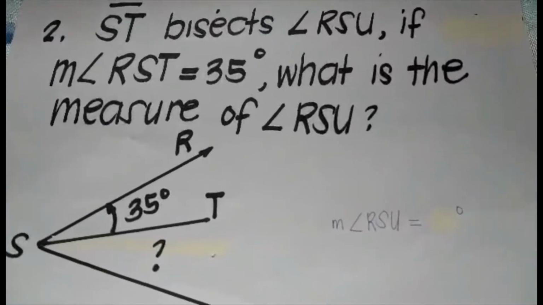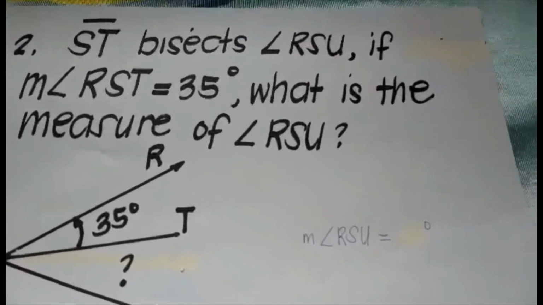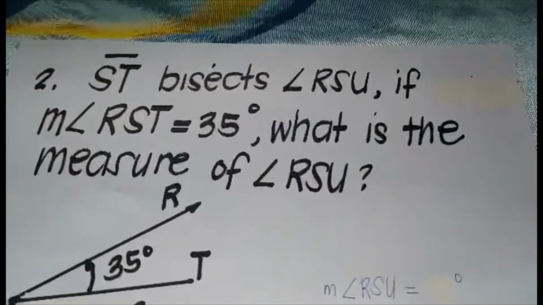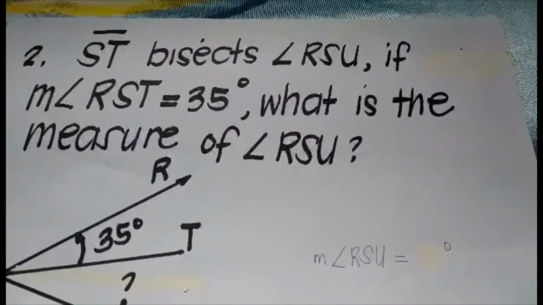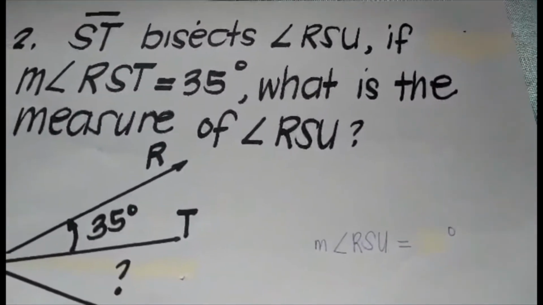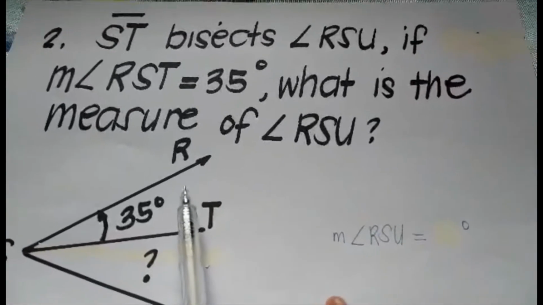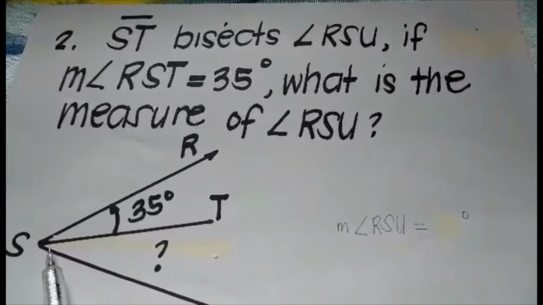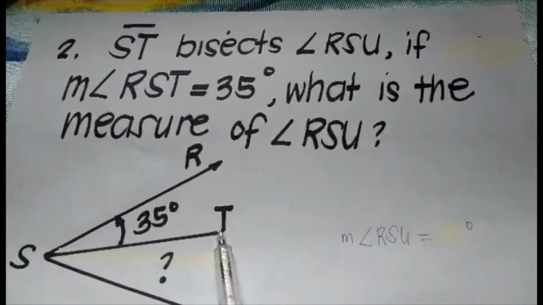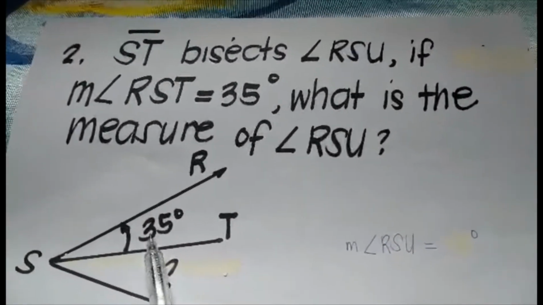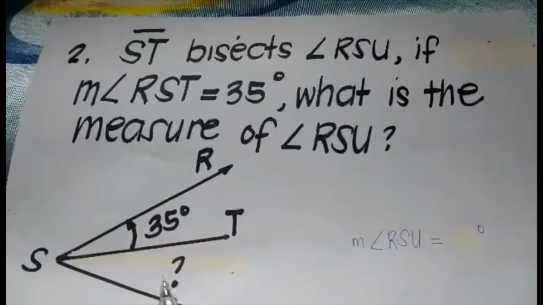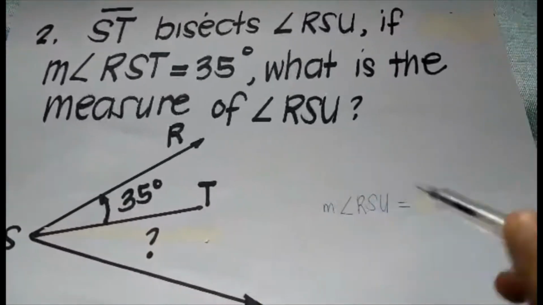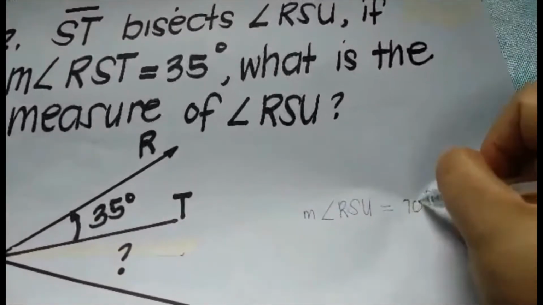Number 2. Segment ST bisects angle RSU. If measure angle RST equals 35 degrees, what is the measure of angle RSU? So we have here the figure. Angle RSU is being bisected by segment ST. So if this angle is 35, this angle is also 35 degrees. So the measure of angle RSU is 70 degrees.